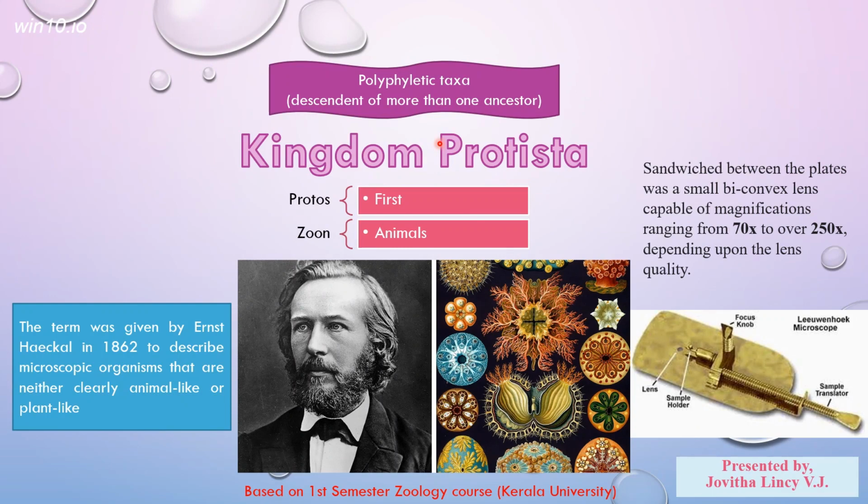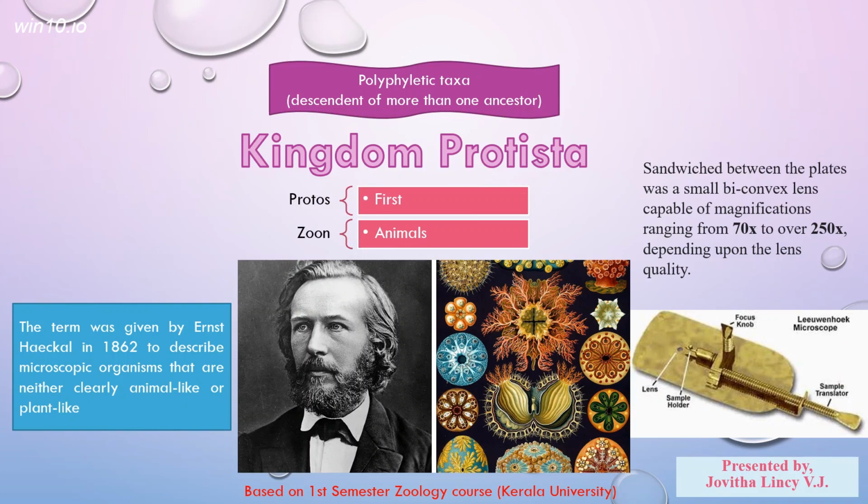For example, ancestor in the sense we know that for humans, the ancestor could be traced back to monkeys and all. But here, for the protists, there are several ancestors. And the interesting part of Ernest Haeckel's work is that since there was no instrument to photograph the images seen in the microscope, he used to draw and color them, and with that we were able to study how they look.